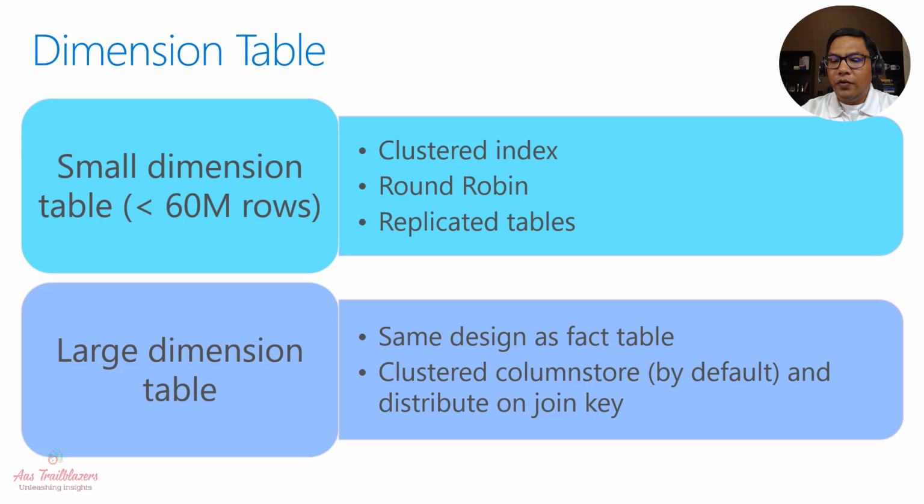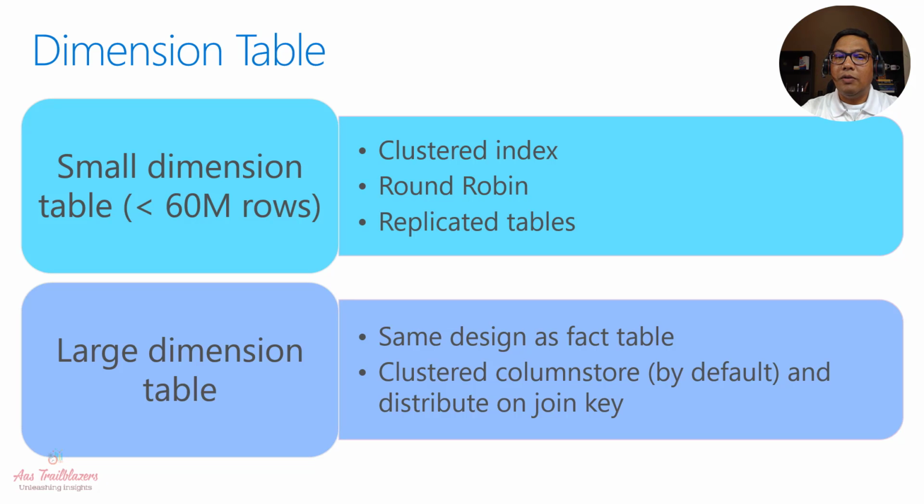Like I said earlier, for large fact tables, hash distributed table is the right way to go. If we cannot figure out the right distribution key, then round robin is the way to go. So that's about large fact tables. Now when it comes to dimension tables, if the dimension table is very small in size, say less than 2 gigs of data, or it has less than 60 million rows, we can consider creating it as a replicated table or round robin table with clustered index.